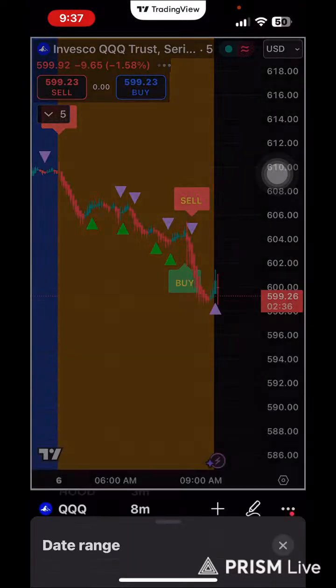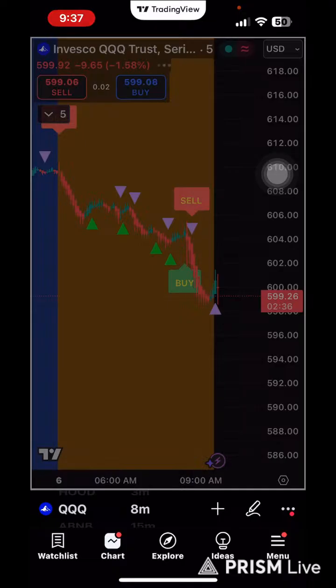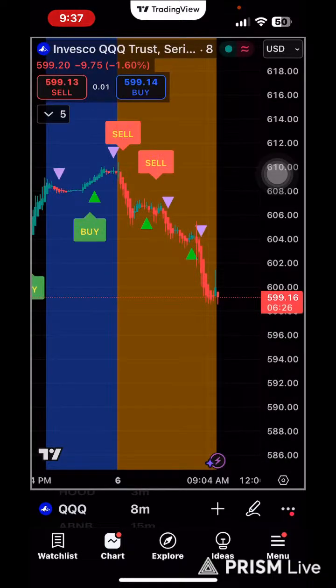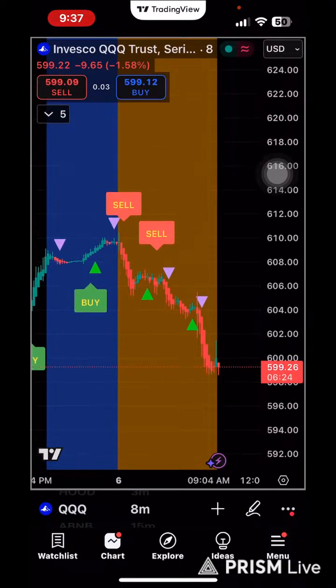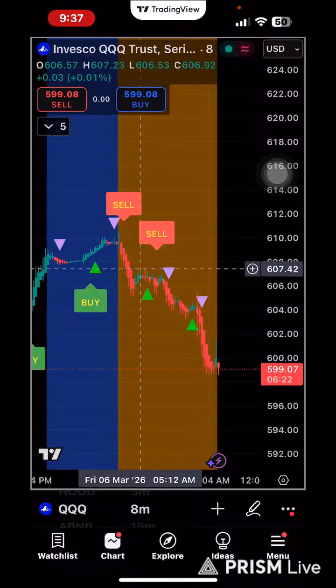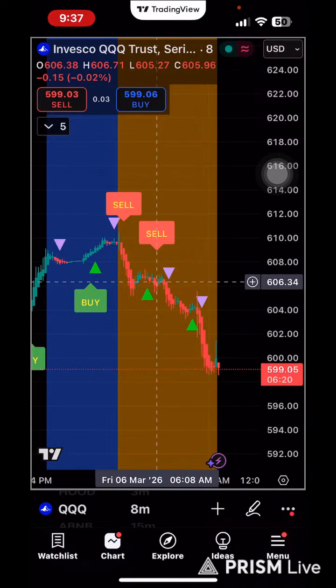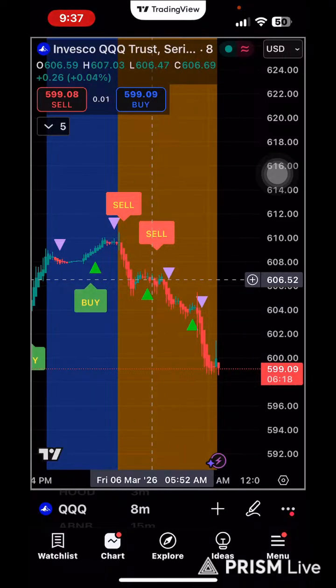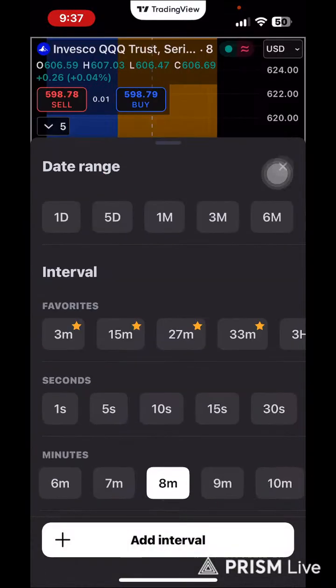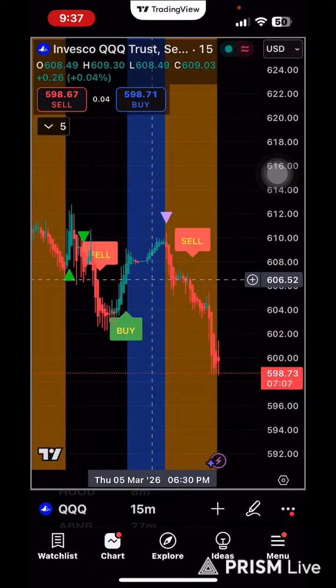So let's say we're trading an 8-minute time frame, and we're also trading pre-market. Let's take a look and see. You can get this sell signal right here. And then you can use these arrows, the up and down arrows, to close your trade. Or you can just wait for the next opposite signal. So that's what we have on the 8-minute.